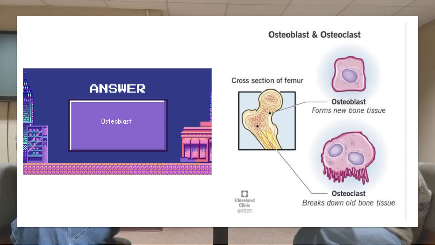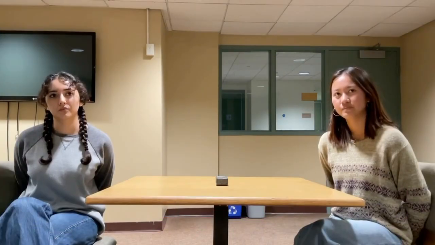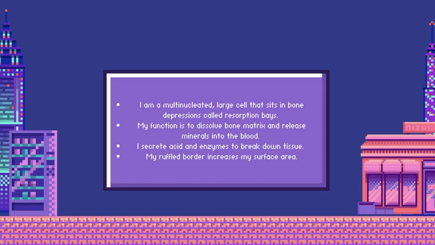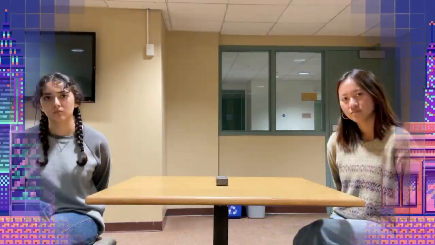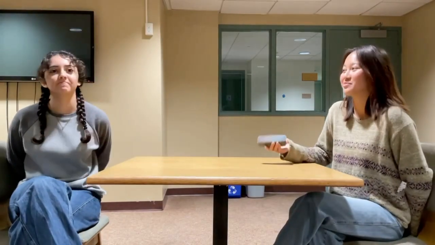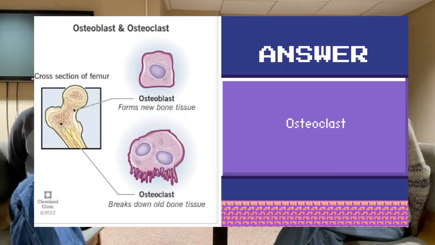That's correct. Round 4. I am a multinucleated large cell that sits in bone depressions called resorption bays. My function is to dissolve bone matrix and release minerals into the blood. I secrete acid and enzymes to break down tissues. My ruffled border increases my surface area. Who am I? Osteoclasts break down the bones while osteoblasts build bones.